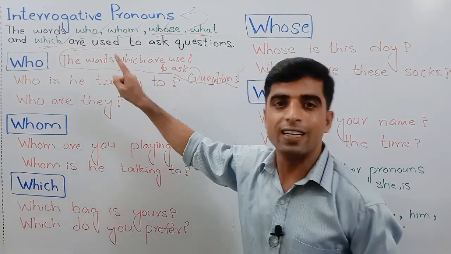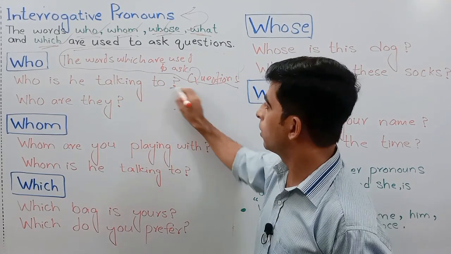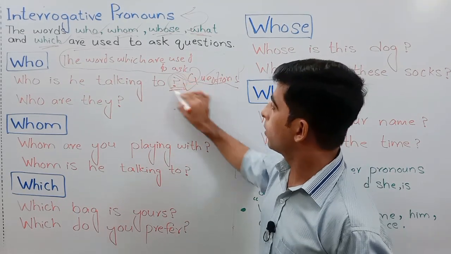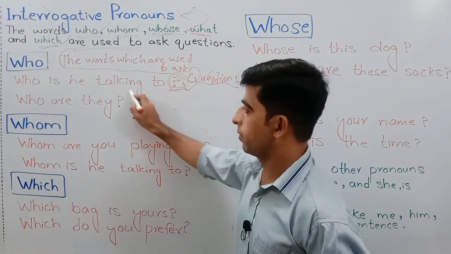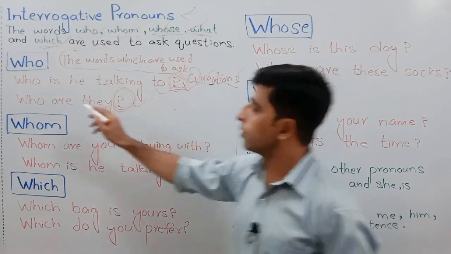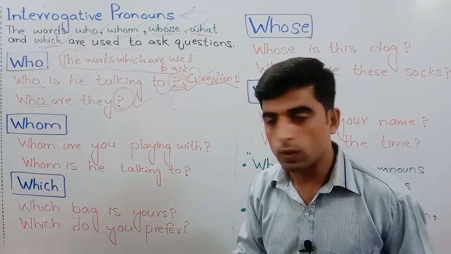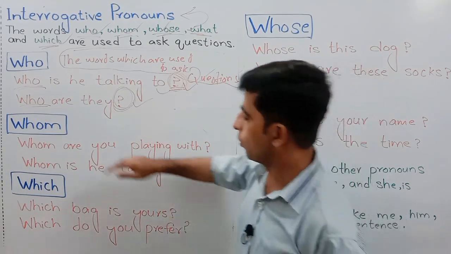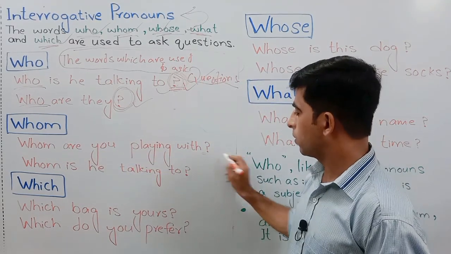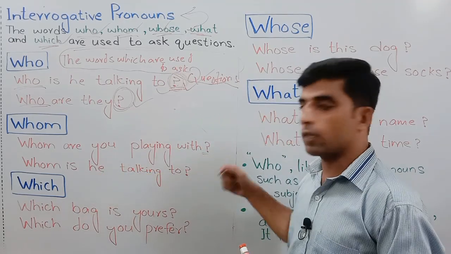Who, interrogative pronoun. Who is he talking to? Remember. Who are they? The sign of interrogation shows that who is an interrogative pronoun. Who is an interrogative pronoun. Whom? Whom are you playing with? Sign of interrogation. Whom is he talking to?